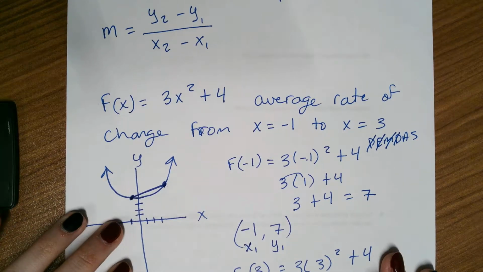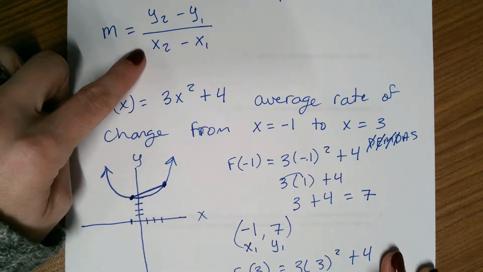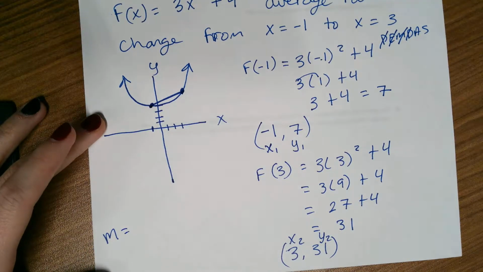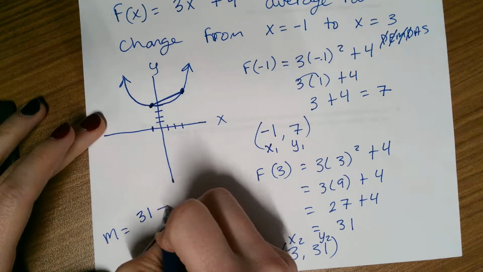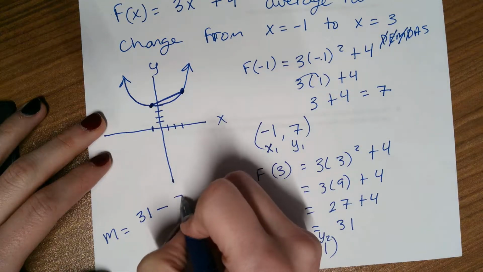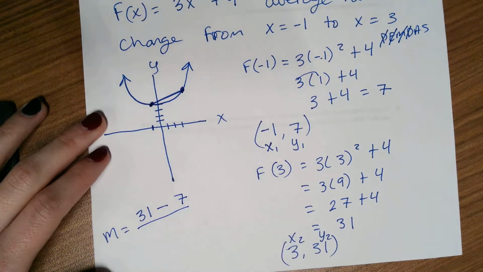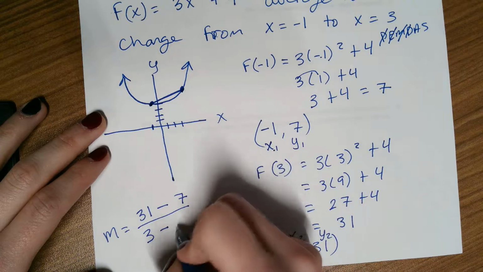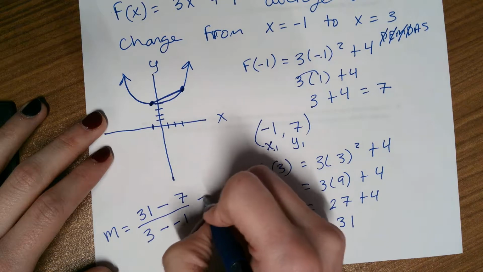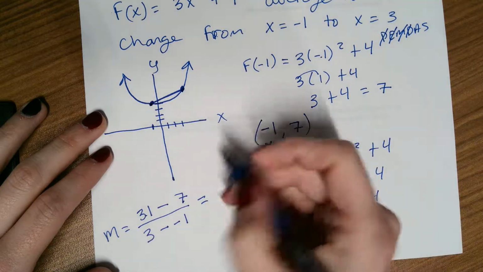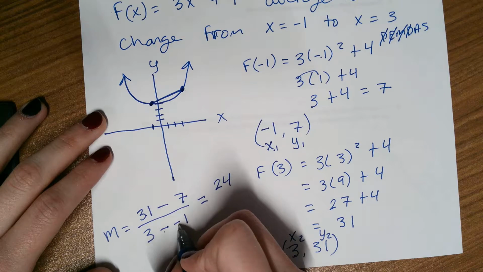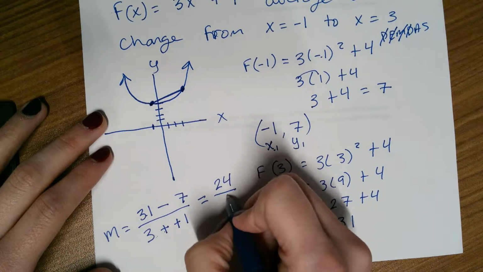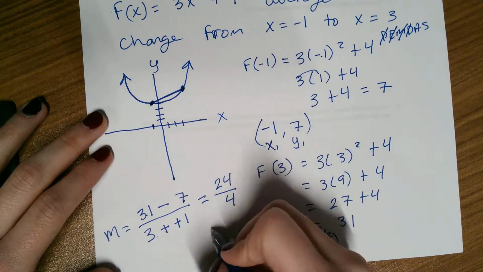So remember, slope is y2 minus y1 over x2 minus x1. So my average rate of change, or my slope, will be y2, which is 31, minus y1, which is 7, divided by x2, which is 3, minus x1, which is -1. And now we'll simplify that. 31 minus 7 is 24. A minus and a negative, whenever they're touching, cancel each other out and make a positive, so 3 plus 1 gives me 4, and 24 divided by 4 gives me 6.